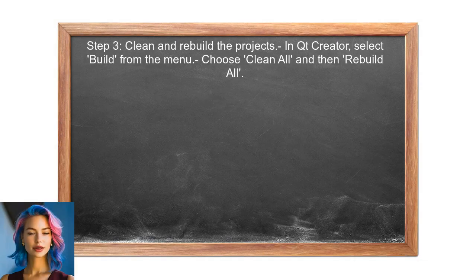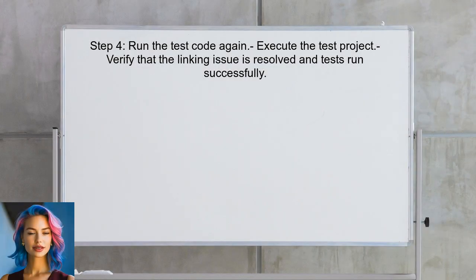After making these changes, the user should clean and rebuild both the application and test projects. This ensures that all changes are applied correctly. Finally, the user can run the test code again. This time, it should link correctly and recognize the util constructor without any undefined reference errors.